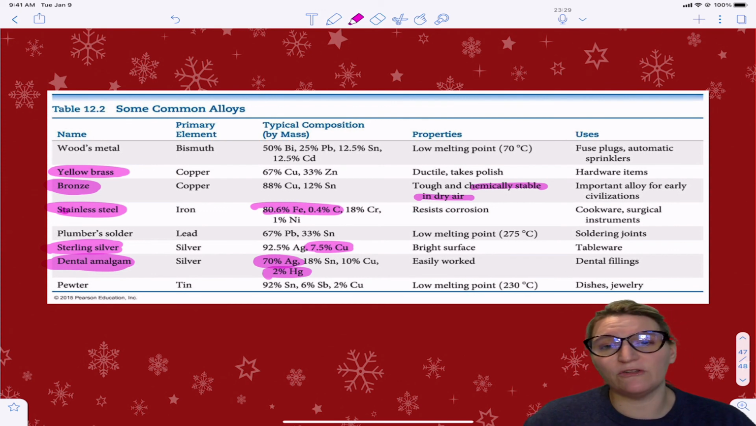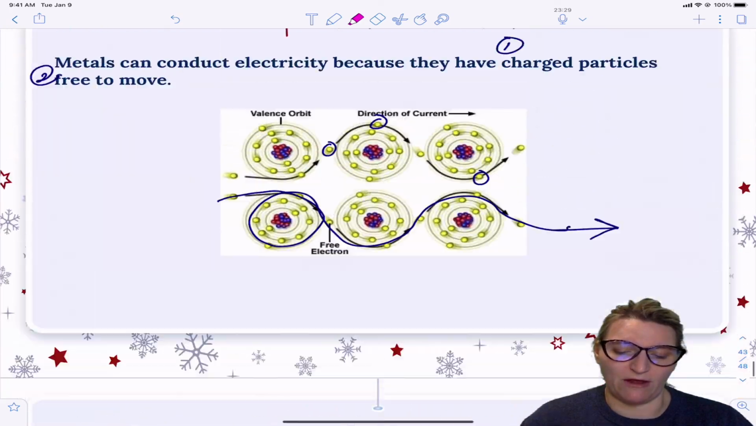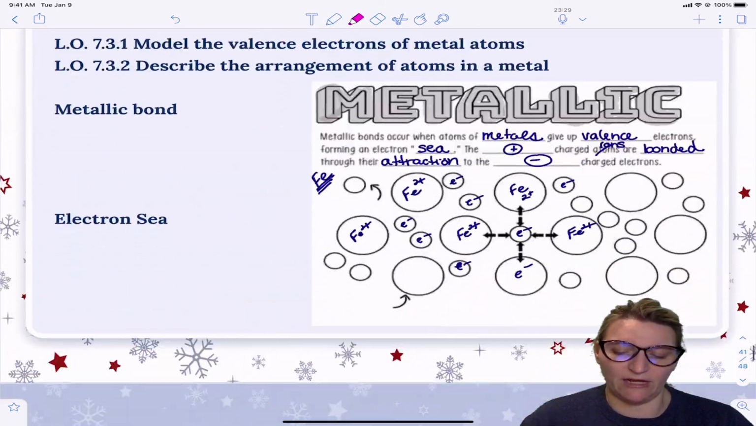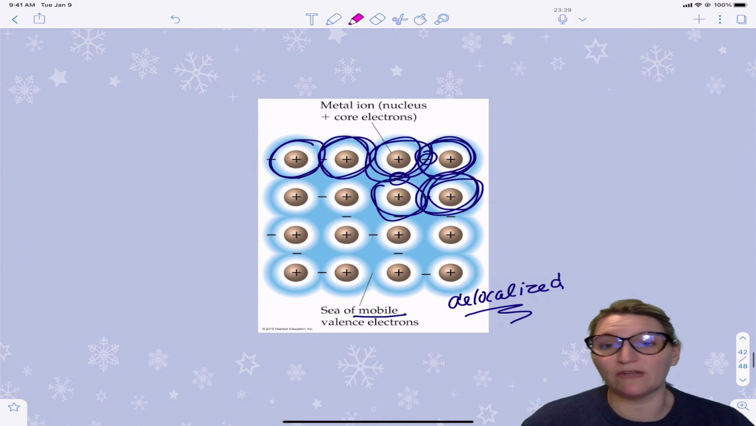So anyways, these are just some interesting information about some alloys, but the big thing that you need to know about metals is about their bonding, and really understanding what's going on in this electron sea and how that leads to all the different properties of metals like malleability, ductility, and how they conduct electricity.